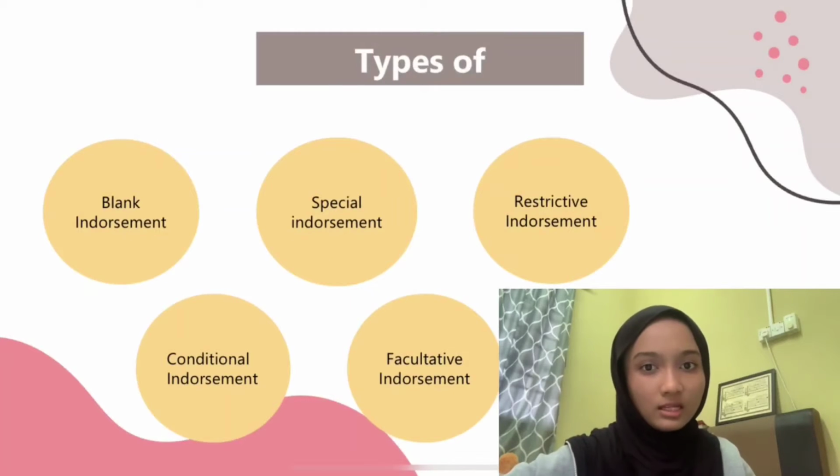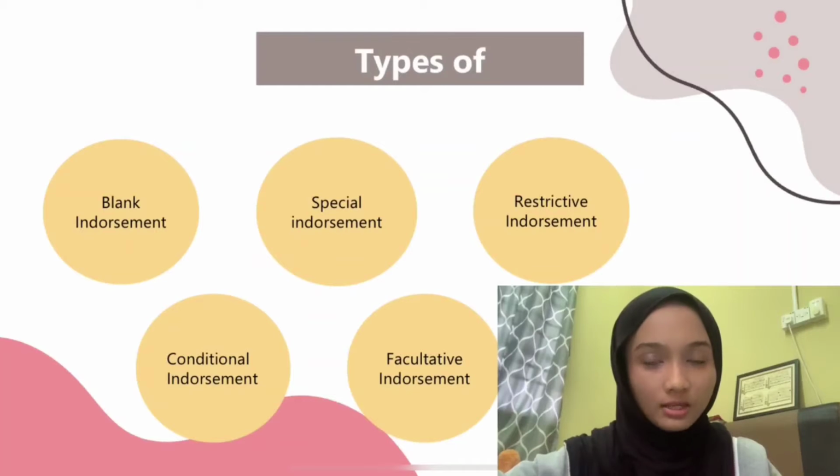The first one is blank endorsement. It specifies no endorsee. The second one is special endorsement. It specifies the person to whom or to whose order the bill is to be payable. The third one is restrictive endorsement. It prohibits the further negotiation of the bill, or it states that it is a mere authority to deal with the bill as directed and is not a transfer of ownership of the bill.